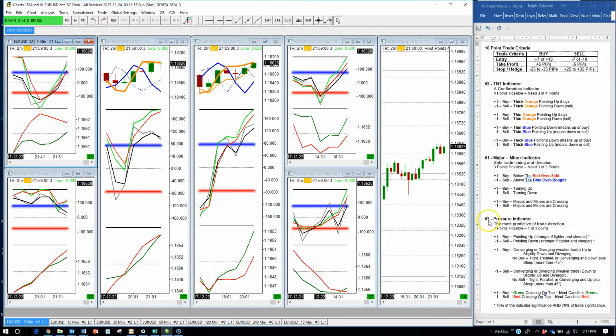We're not going to take the trade, so that's the second step. We're not going to take the trade till we go to the third step and somewhat get the authorization of the pressure indicator to take the trade. It's the most predictive of the trade direction, okay? So we'll be reviewing those as we go through. So let's go ahead and find some trades.